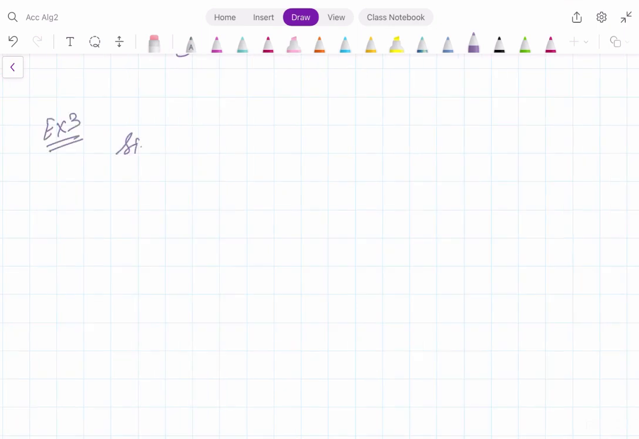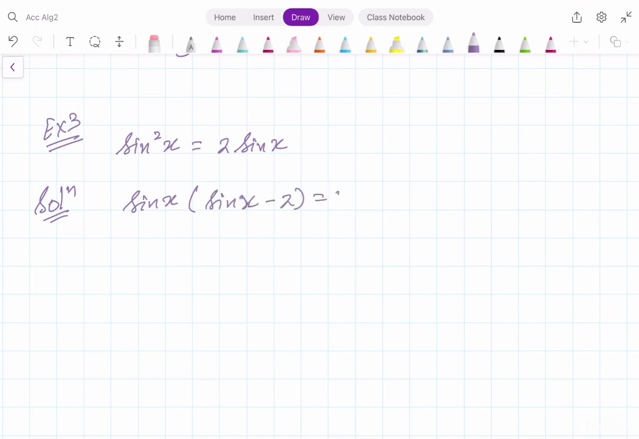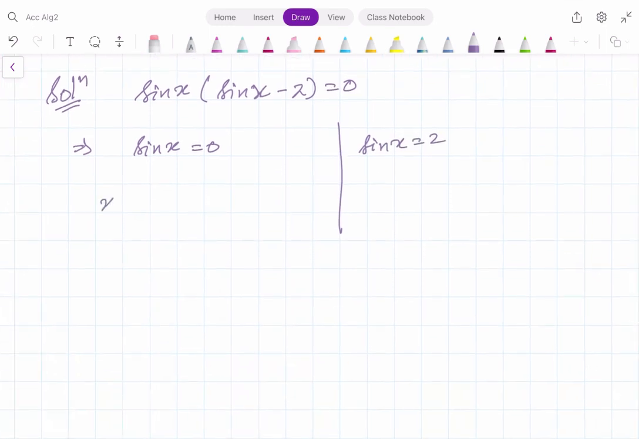So quickly, let's do another example. Sine squared x is equal to 2 sine x. I can combine and factor out sine x. That will be sine x times sine x minus 2 is equal to 0. So I need to figure out where sine x is 0. So sine x will be 0 on the x-axis, right? So that will be 0 plus 2n pi, or at 0. So 2n pi. Let's continue and do one more example.